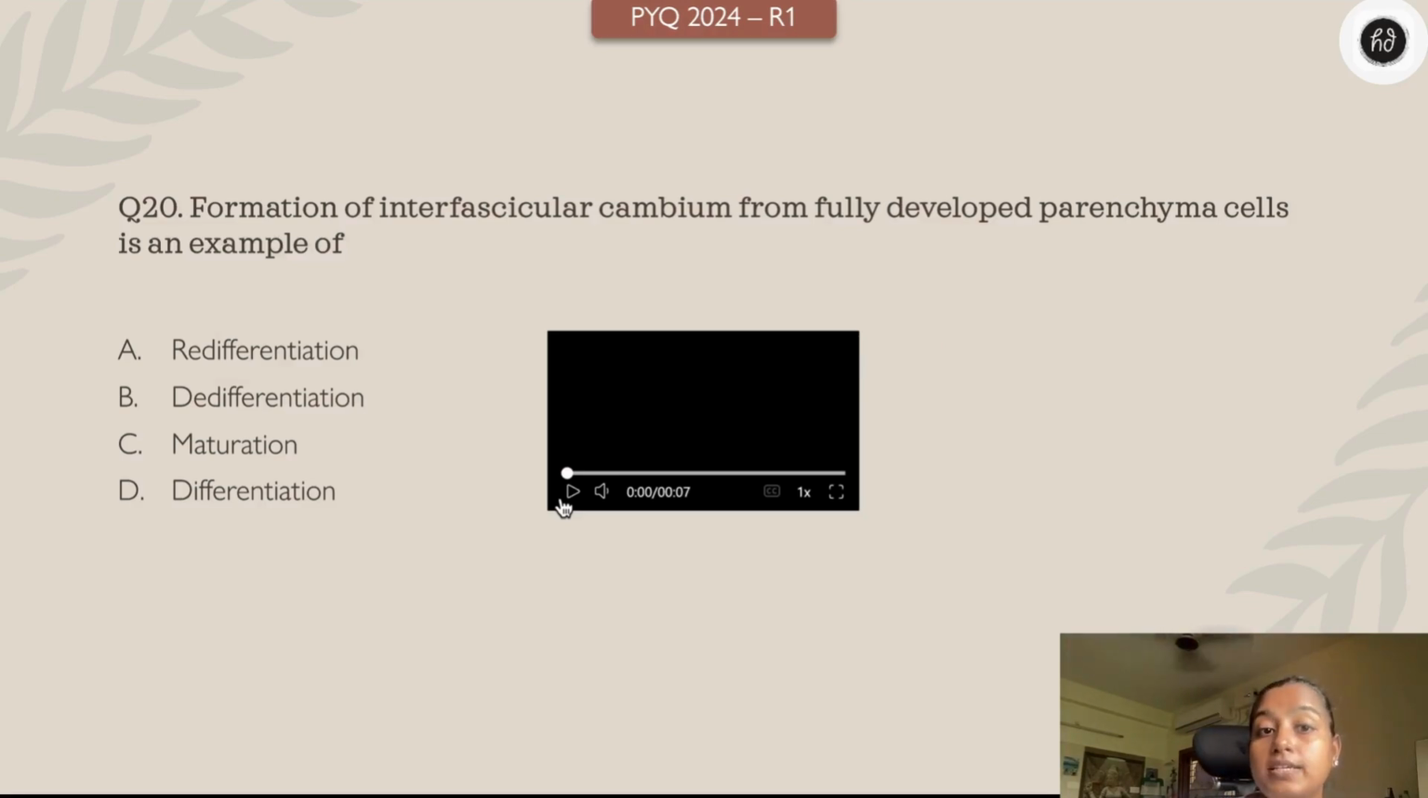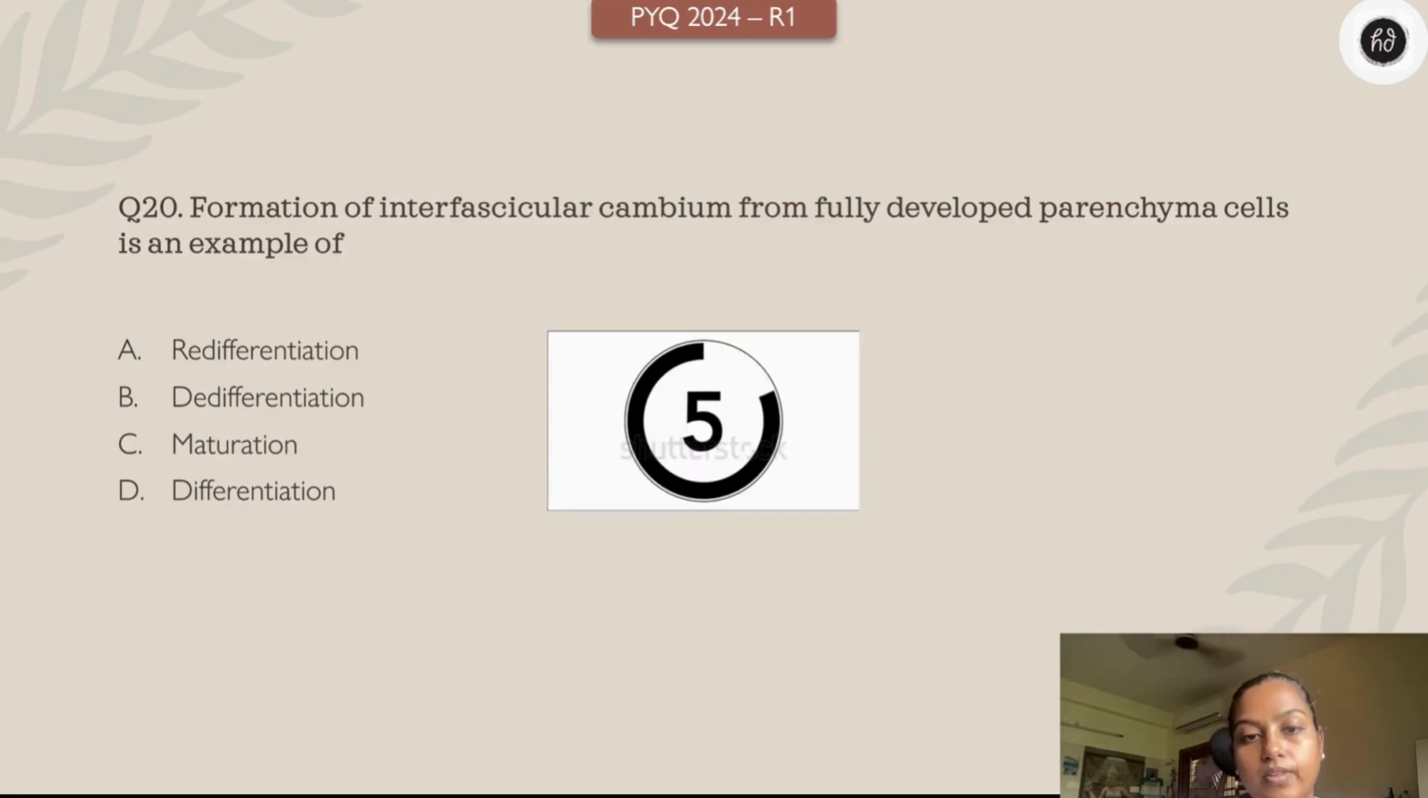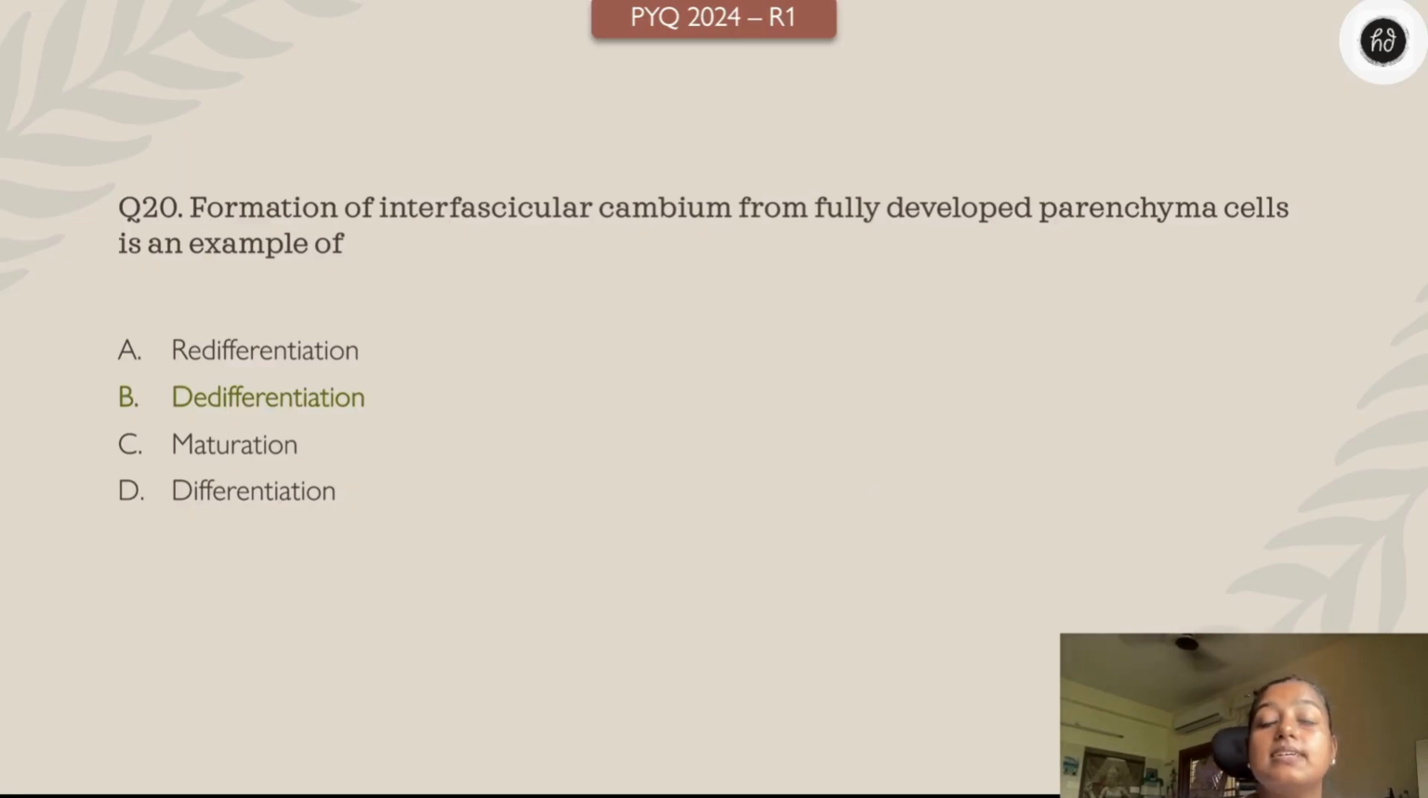Formation of interfascicular cambium from fully developed parenchymal cells is an example of redifferentiation, dedifferentiation, maturation, or differentiation. Such an important and easy question also. Your time starts 3, 2, 1 right now. Yes, so the answer is dedifferentiation, right?